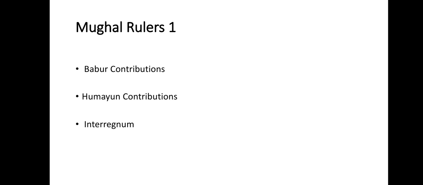After that, Akbar came in 1556, and after that Jahangir, then Shah Jahan, then Aurangzeb. Today we have talked about these till the interregnum. In the next video I will talk about the interregnum and the Mughal rulers too: Akbar, Jahangir, Shah Jahan, Aurangzeb, the later Mughals, and then 1857 and all that.